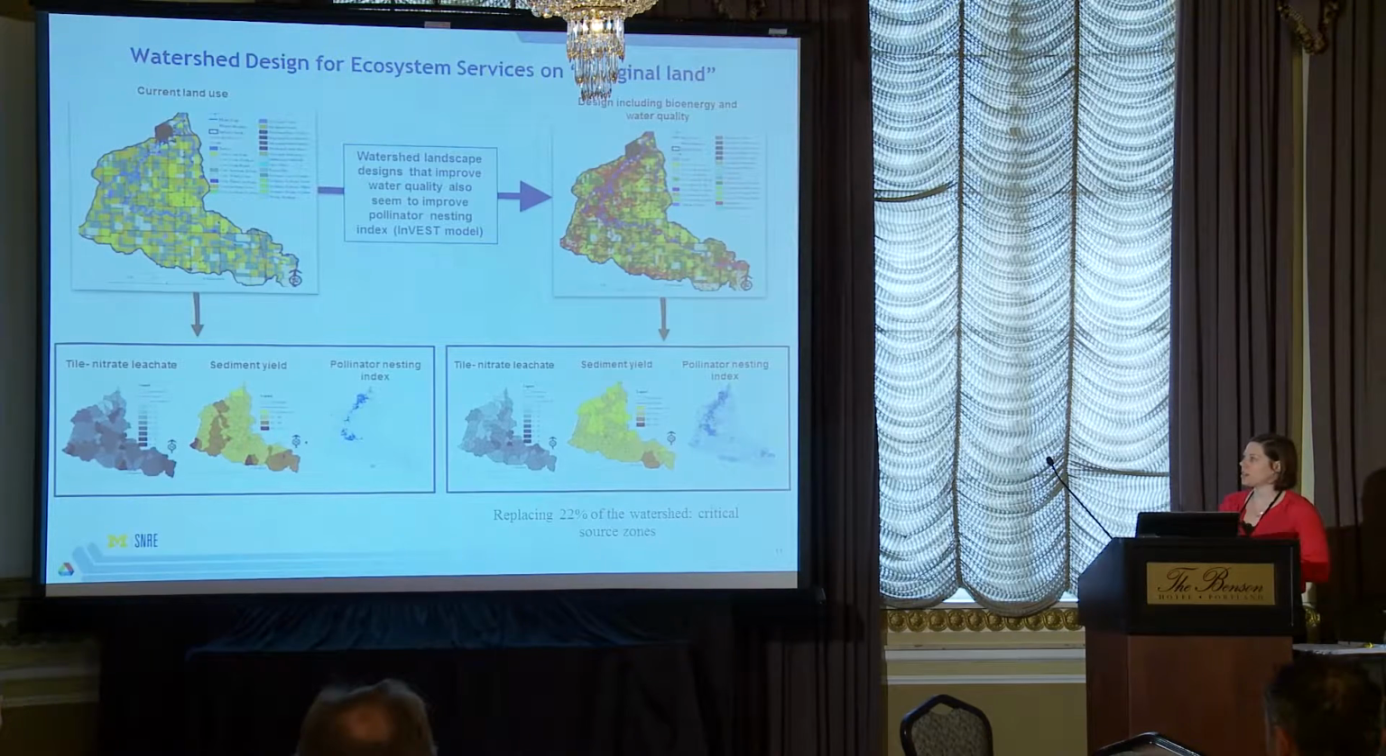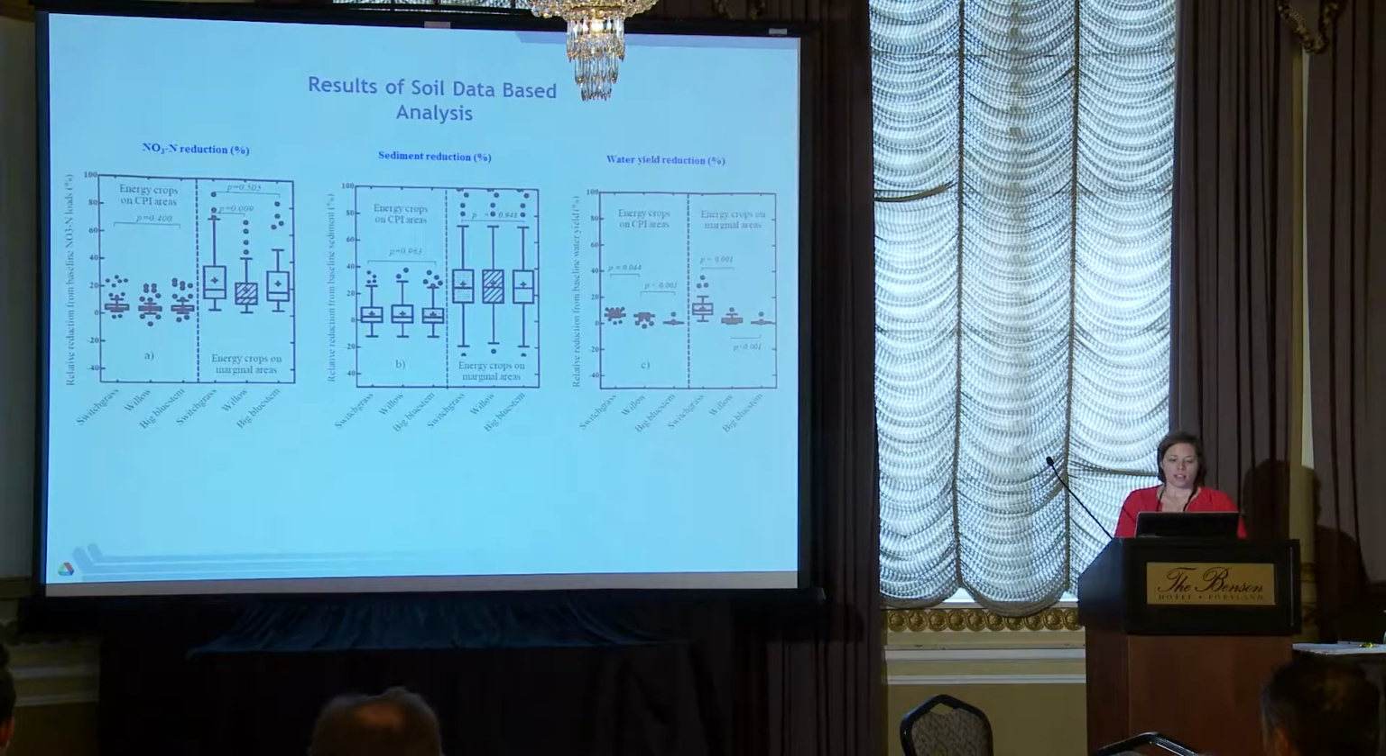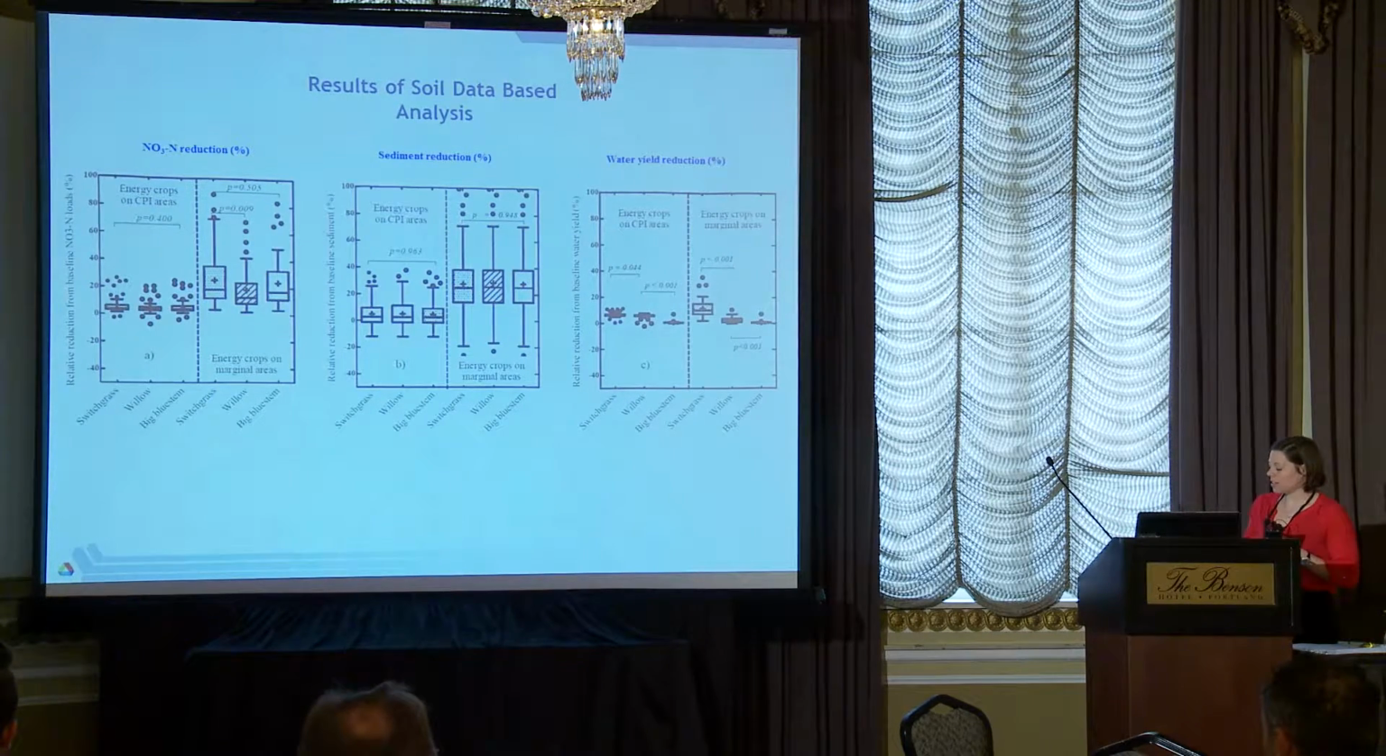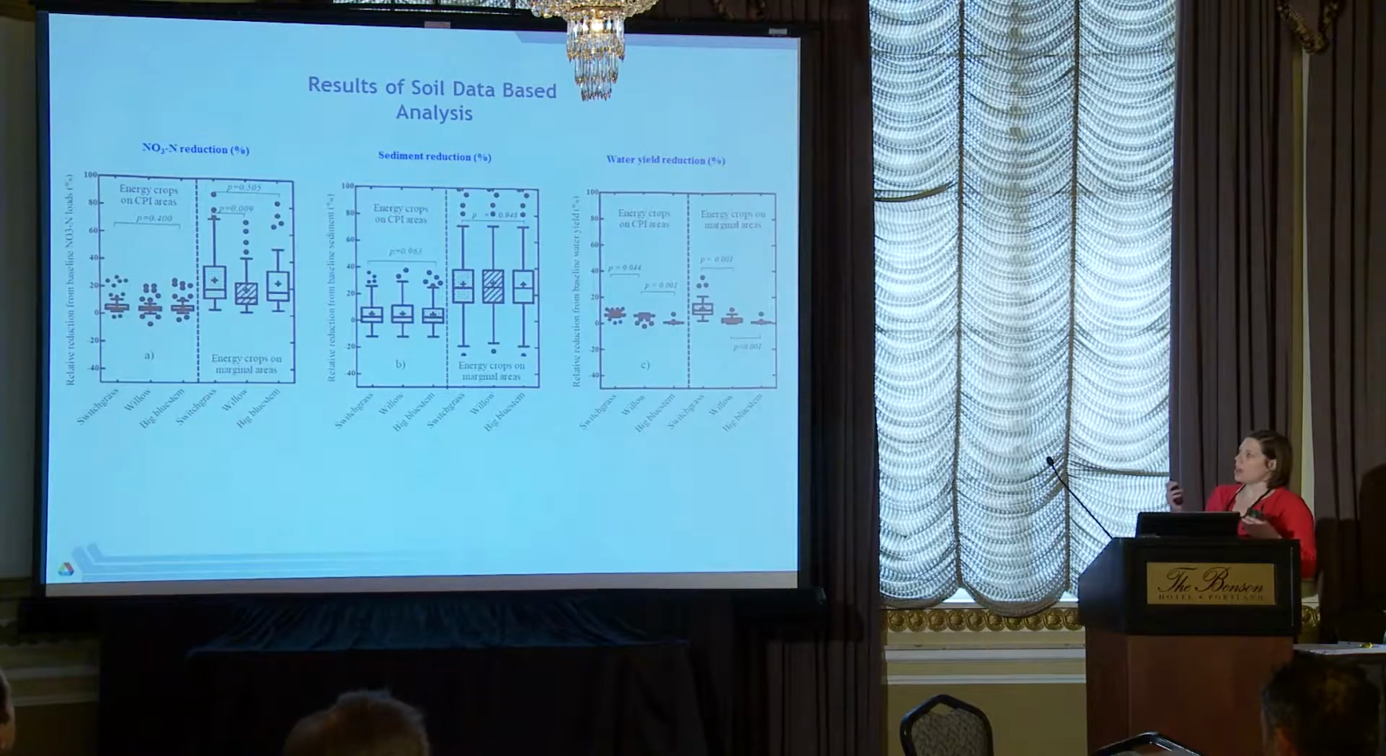So he was using the INVEST model, which is from the Natural Capital Project, their pollinator module. And he finds that there is an increase in pollinator nesting index due to the increase in diversity of habitat. So these are the results of that analysis. In this case, we're looking at all of the bioenergy crop replacements. So we added switchgrass, willow, and big bluestem. And we're comparing those future landscape patterns.